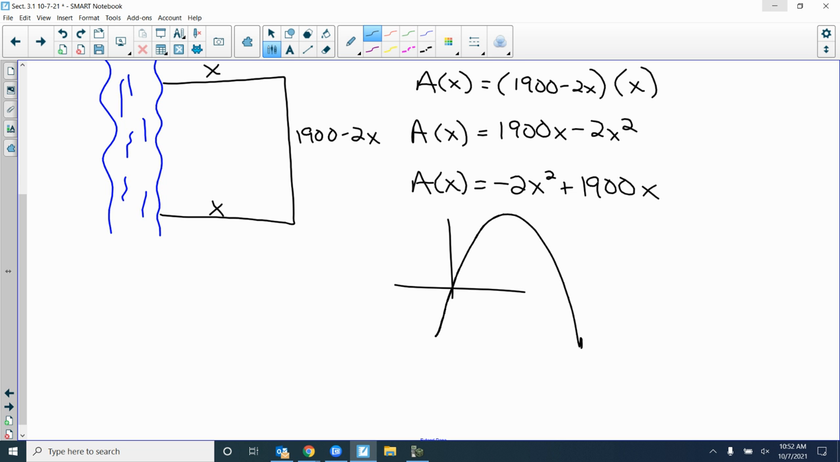So it looks like this. We want to find the vertex. So go ahead and use h equals negative b over 2a. Okay, and find what that is. Jordan, you got it? 475. 475, good. So negative 1900 over 2 times negative 2 is 475.